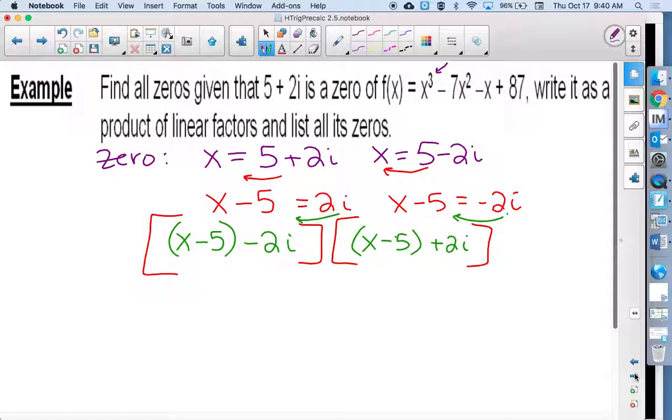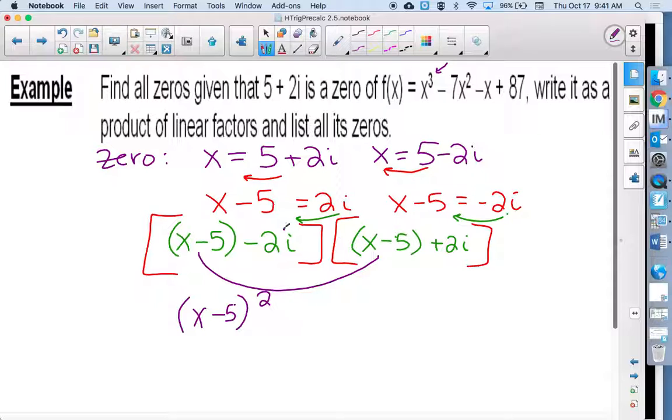And with conjugates, I know my middle terms always cancel. So we're going to FOIL the first terms together. These guys are real numbers. That's my first term. Keep the x minus 5 together, and if I multiply x minus 5 times x minus 5, that means it's x minus 5 squared. So yes, we're keeping them together because those are the real numbers.